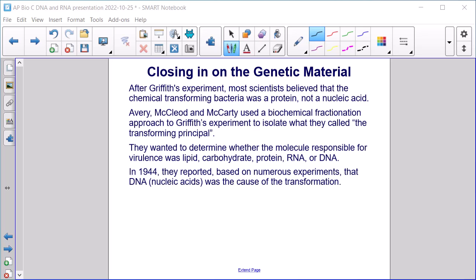After Griffith's experiment, most scientists believed that the chemical transforming bacteria was a protein, not a nucleic acid. Avery, McLeod, and McCarty used a biochemical fractionation approach to Griffith's experiment to isolate what they called the transforming principle. They wanted to determine whether the molecule responsible for virulence was lipid, carbohydrate, protein, RNA, or DNA. In 1944, they reported, based on numerous experiments, that DNA, or nucleic acids, was the cause of the transformation.